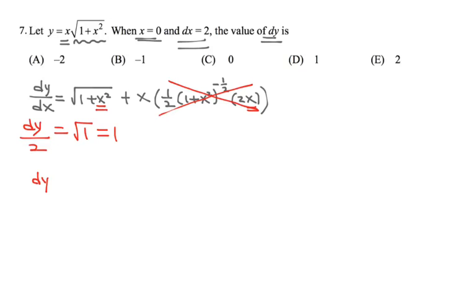Then what is dy? We just have to multiply by 2 on each side, and then we get 2 as our final answer. Choice E.